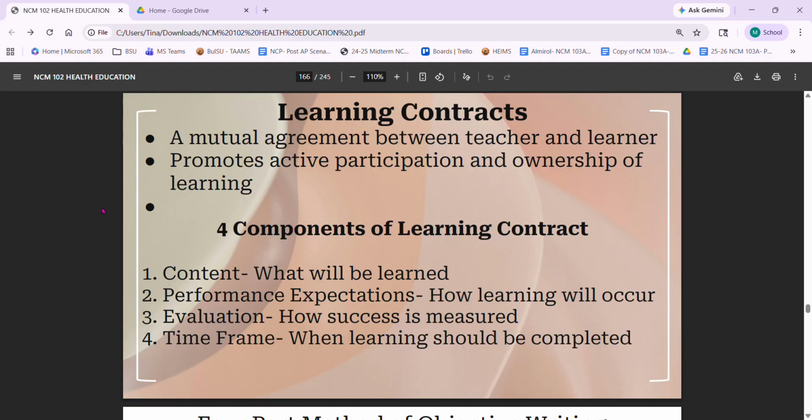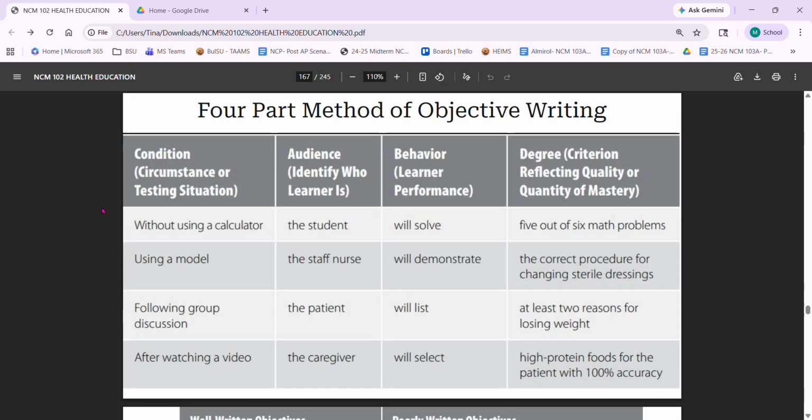Okay? Now, what is a learning contract? When you say learning contract, this is the mutual agreement between the teacher and the learner. It promotes active participation and ownership of learning. Okay? May 4 na component yung learning contract ninyo. You have the content, the performance expectation, evaluation, and time frame. Okay? In content, what will be learned? Performance expectation, how learning will occur. Okay? Evaluation, how success is measured, and time frame, when learning should be completed. So, yun yung 4 na component ng learning contract ninyo.